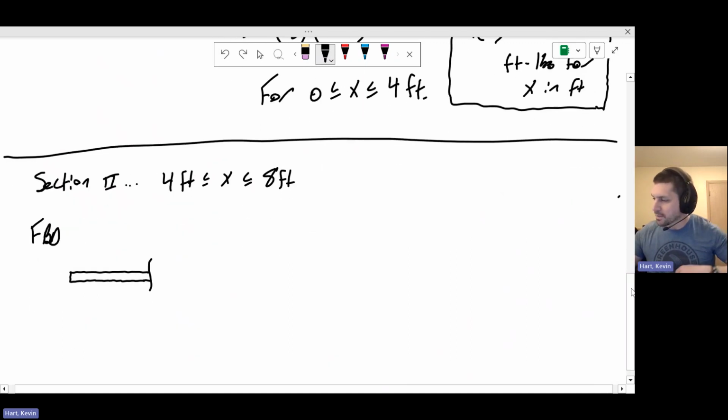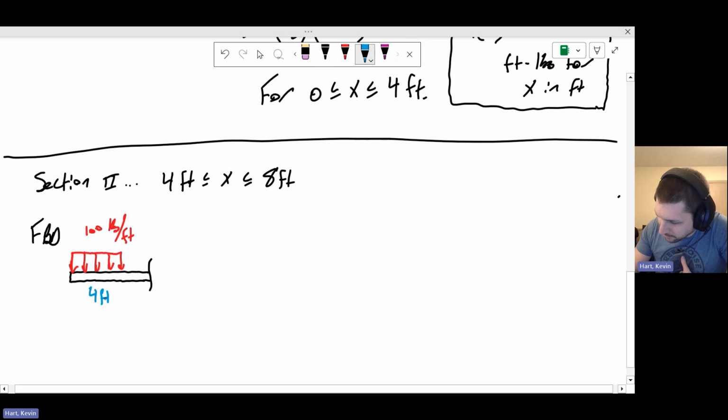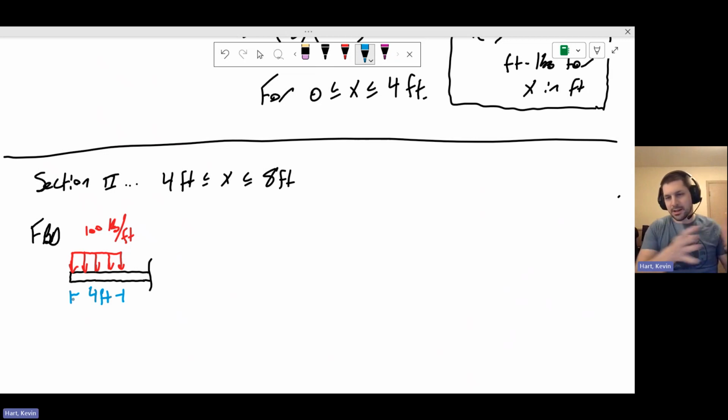Since we're on that portion of the domain, if I do my free body diagram, I'm including the full distributed load over that first 4 feet. This is 100 pounds per foot, and that is over the full 4 feet of that first domain, okay? Since we're cutting in the second region, that first 4 feet is fully represented.